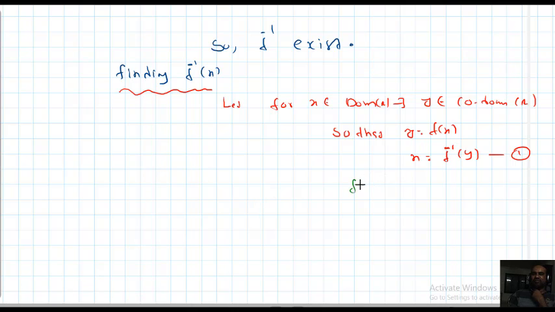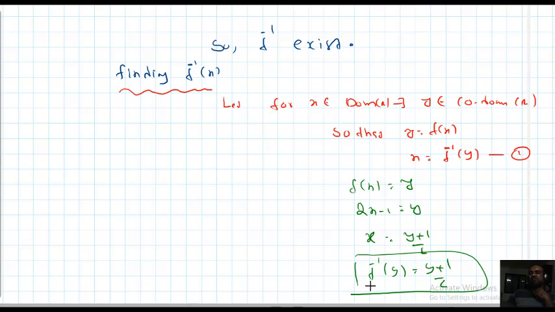Second one, f of x is taken as y. f of x, 2x minus 1, equal to y. Try to make x the subject. x equal to (y plus 1) by 2. So instead of this x, I can write f inverse of y. f inverse of y equal to (y plus 1) by 2. Students listen, f inverse of y equal to (y plus 1) by 2.